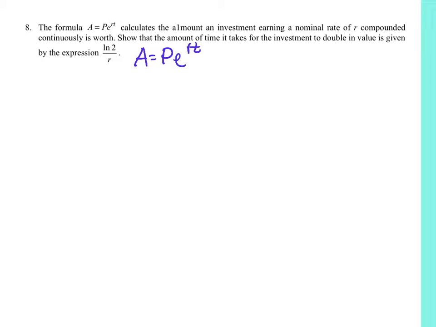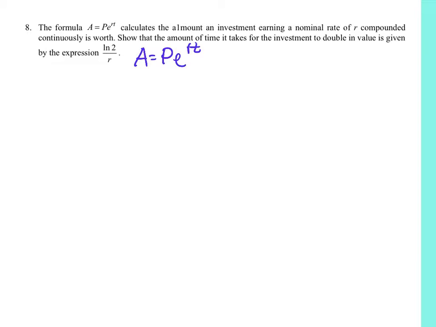Show that the amount of time it takes for the investment to double in value is given by the expression the natural log of 2 over r. So they are indirectly telling you to solve for t, where it says show that the amount of time it takes. And then they're saying for it to double. And they're basically giving you the answer. The natural log of 2 over r is the answer. They want you to show that, to get that yourself.